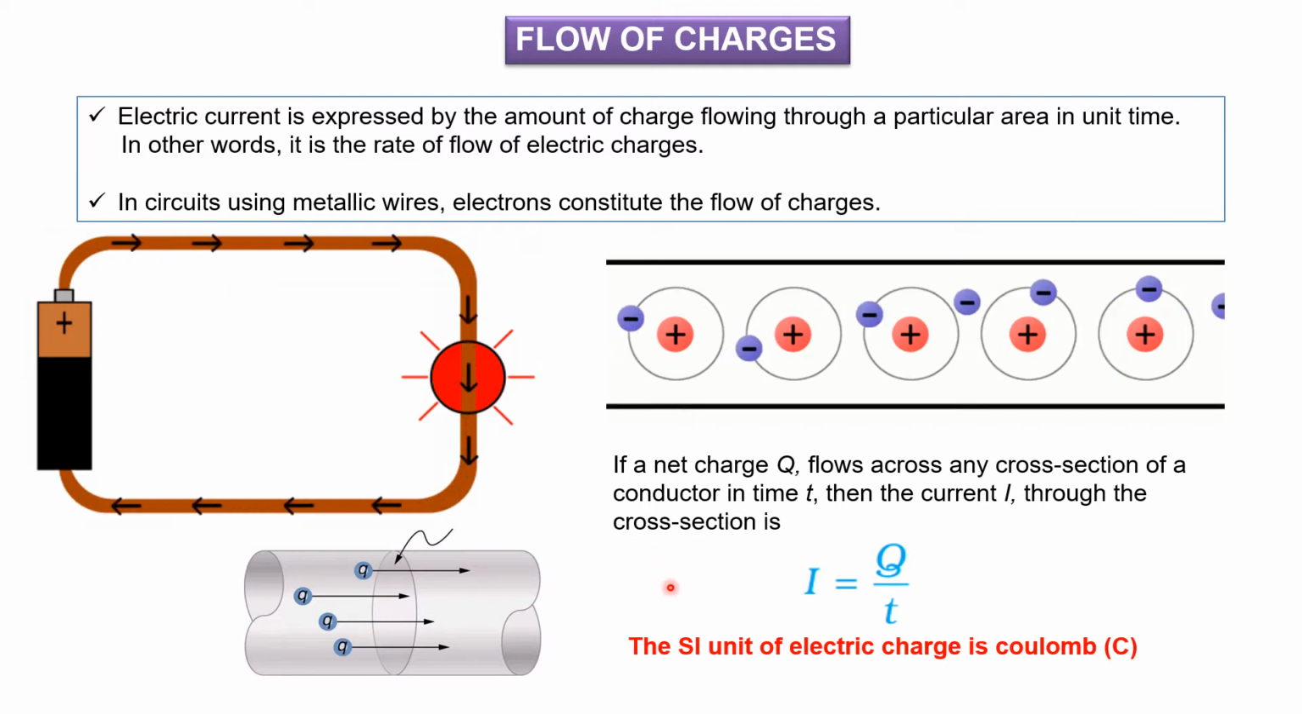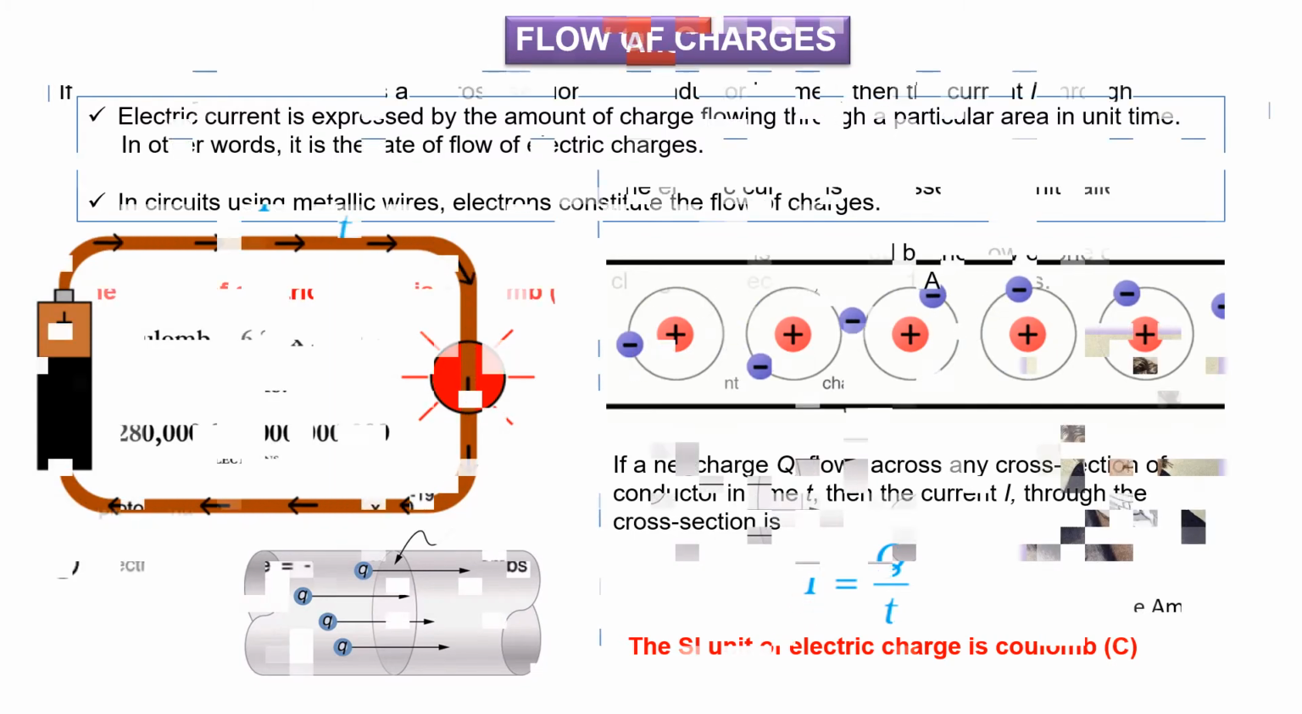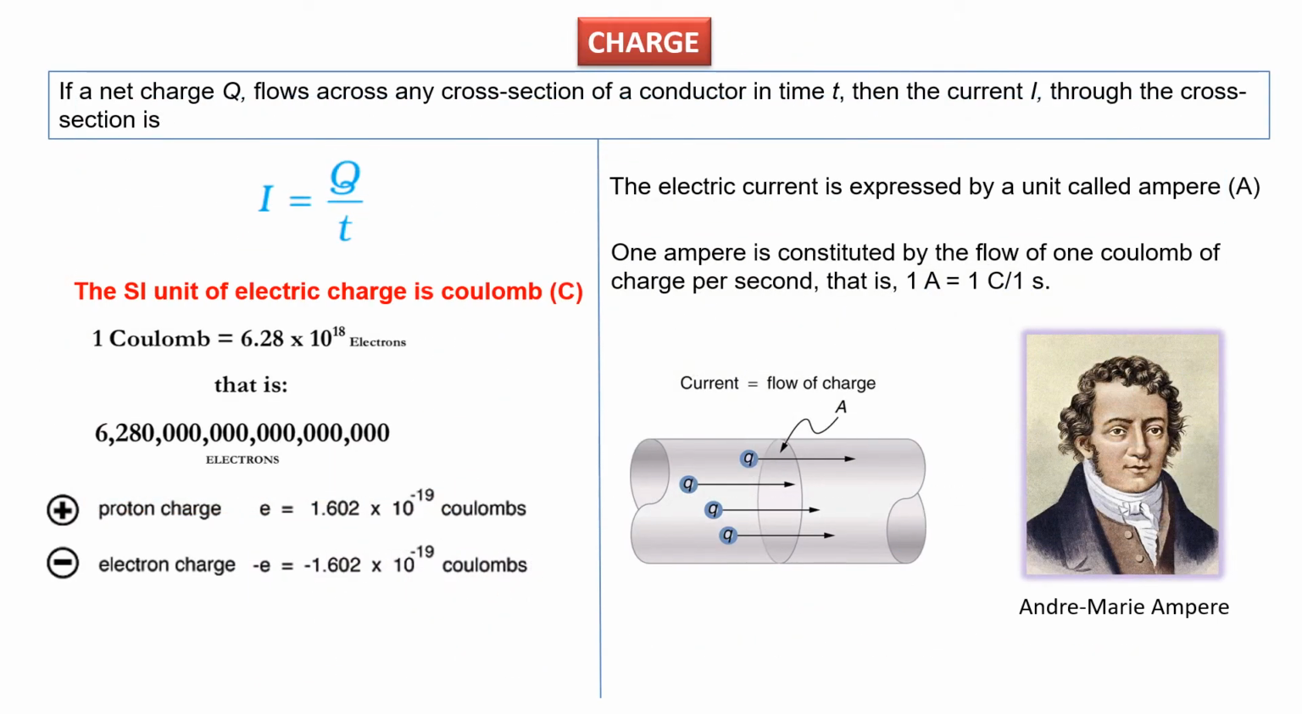Hope you have understood this. So remember, I is equal to Q by T. Coming to charge. Already I told you the charge is nothing but a group of electrons. The group of electrons is called charge. It is represented by the unit coulomb.